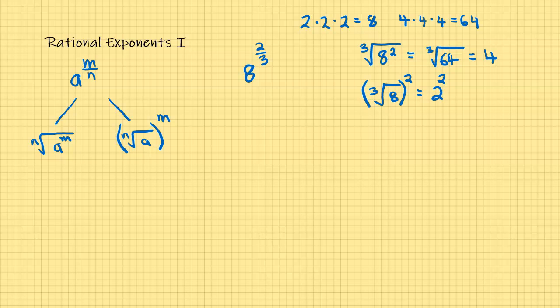Okay, so back to this, 2 squared is 4. So the answer is 4. We get the answer using both methods, like we should.